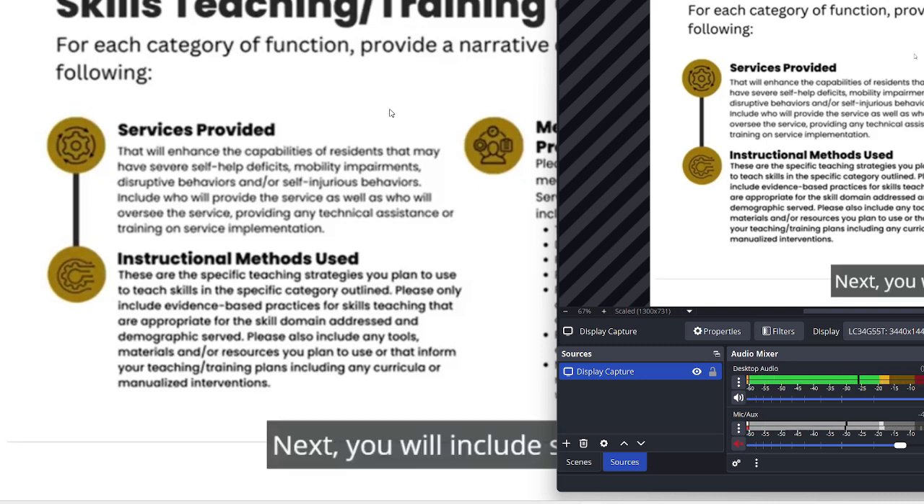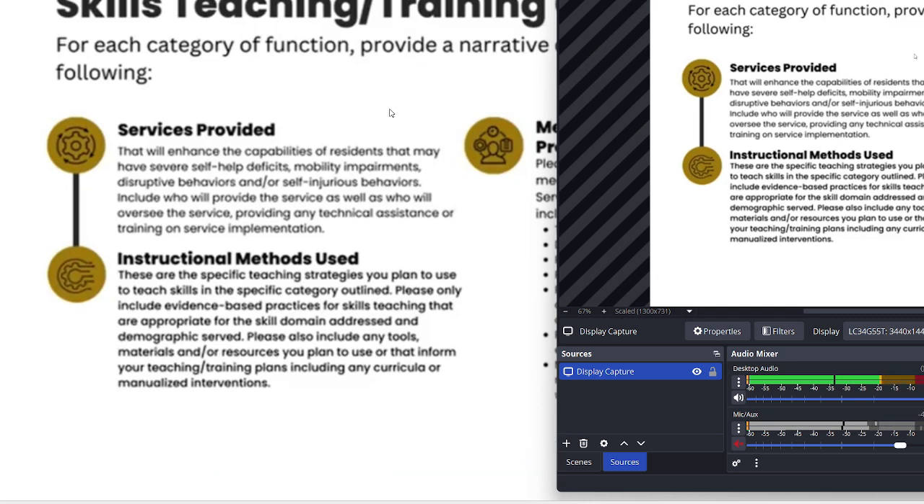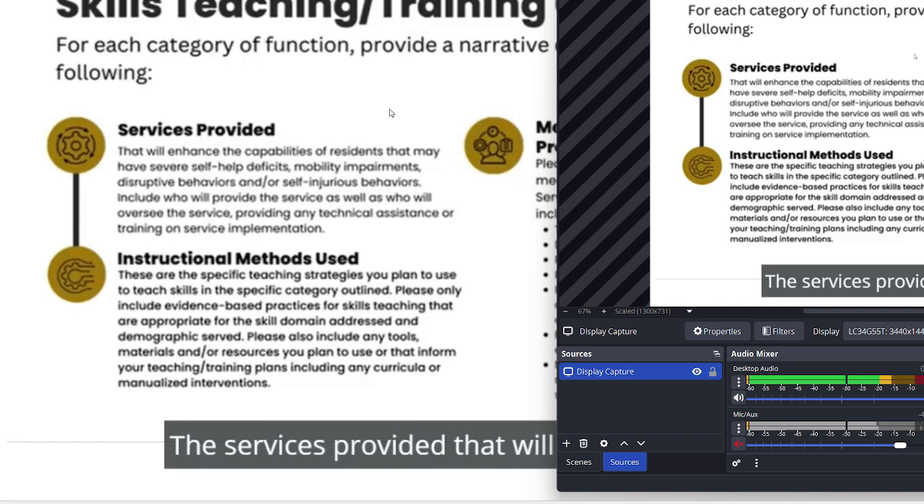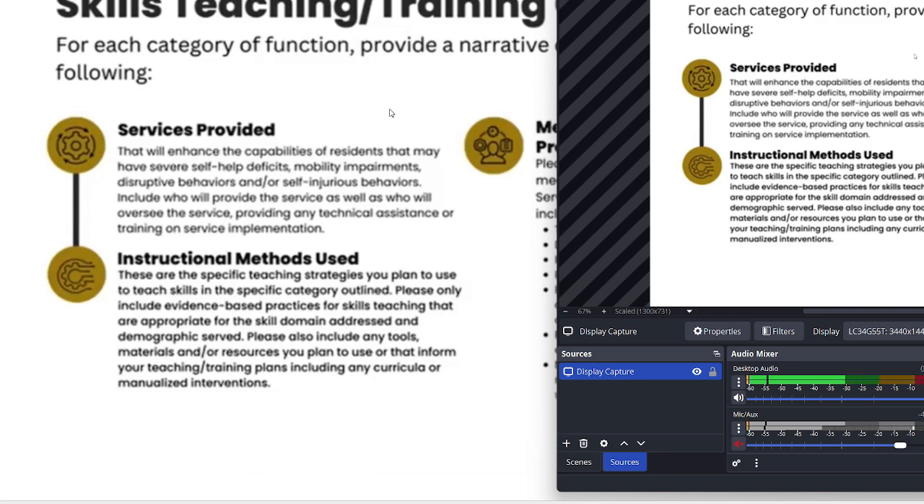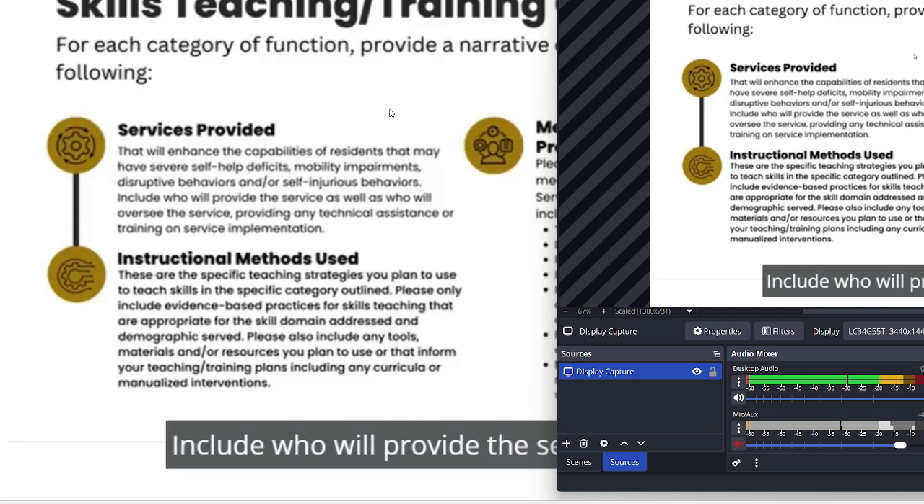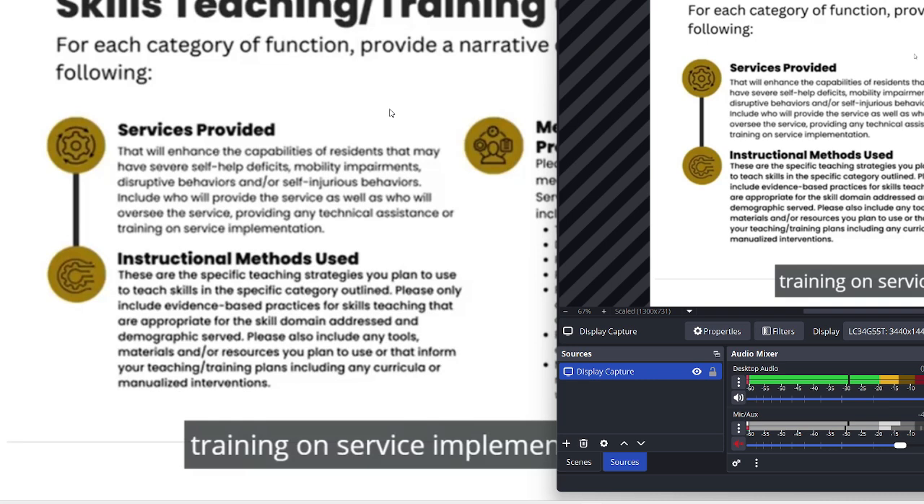Next, you will include skills, teaching, and training components. For each category of function, you will provide a narrative description of the following: the services provided that will enhance the capabilities of residents that may have severe self-help deficits, mobility impairments, disruptive behaviors, and/or self-injurious behaviors. Include who will provide the service as well as who will oversee the service, providing any technical assistance or training on service implementation.